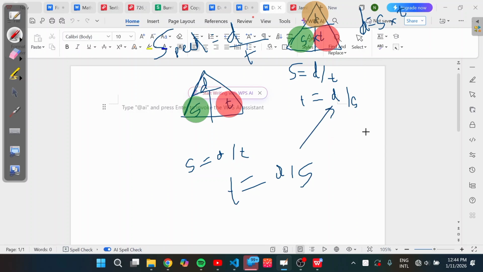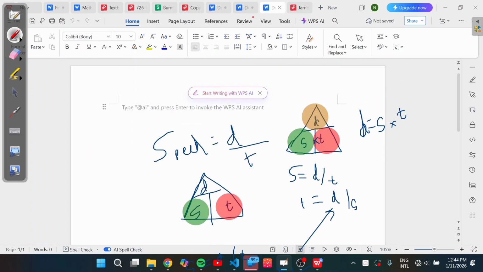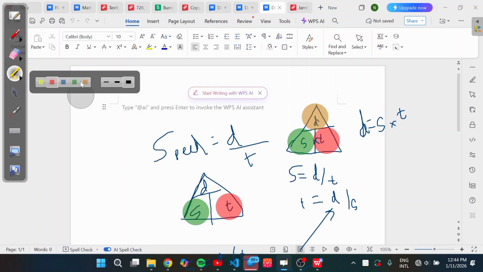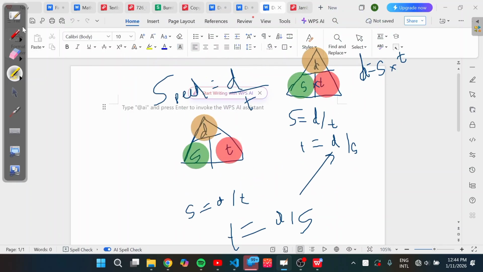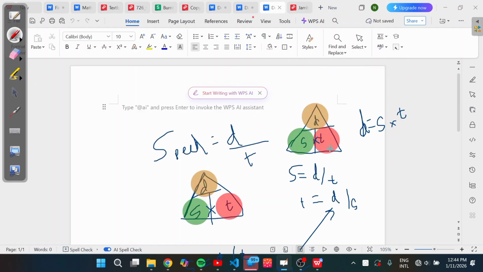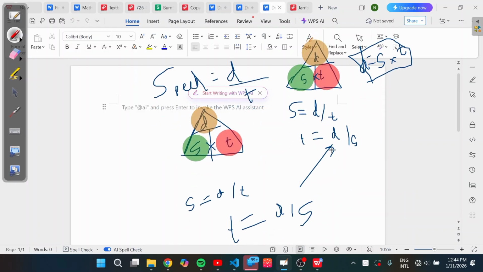Forgive my handwriting. Now imagine that instead of it being speed or time that is missing, it's distance that we are missing. So how do we solve this? Well, let's put s and t down. We're just going to put a times sign here. And we're going to have distance equal to what? S times t. I wonder if this method of remembering formulas is clear.